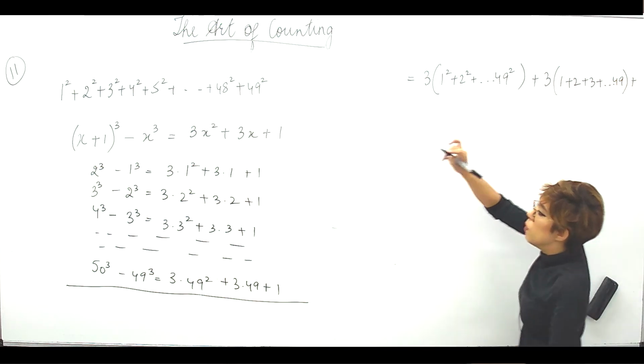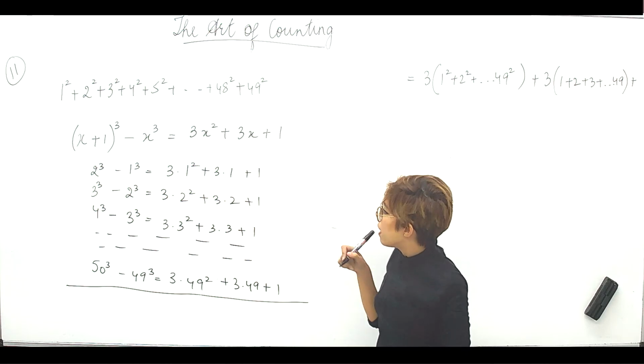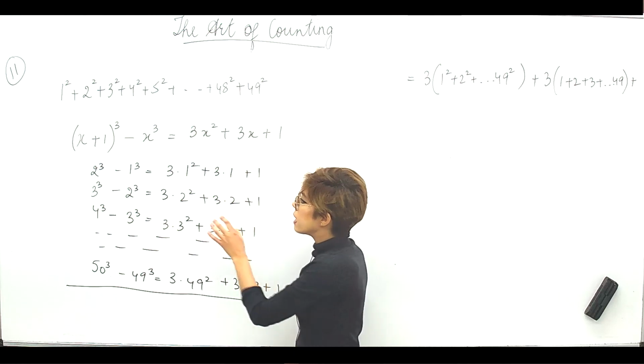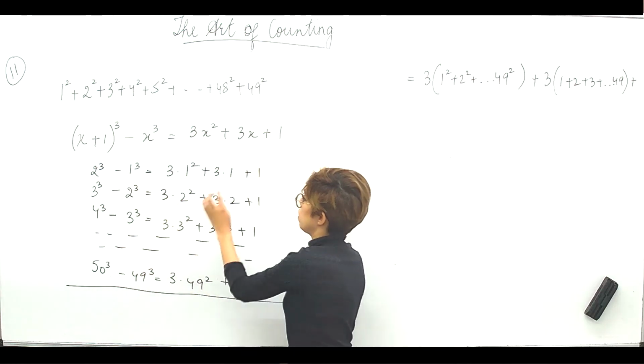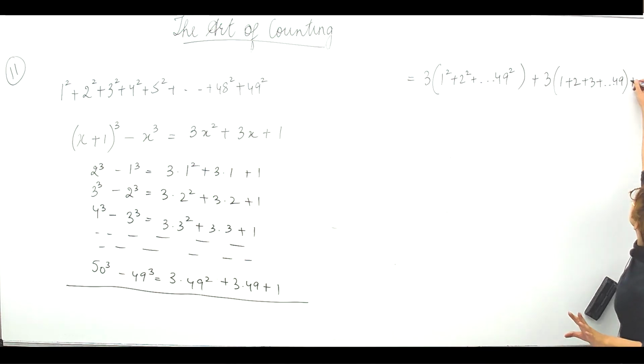Plus, now 1 plus 1 plus 1 plus 1. Now, how many times is 1 coming? We have to see how many equations there are, from 1 cube to 49 cube. So how many times should 1 come? 49. So that is plus 49.